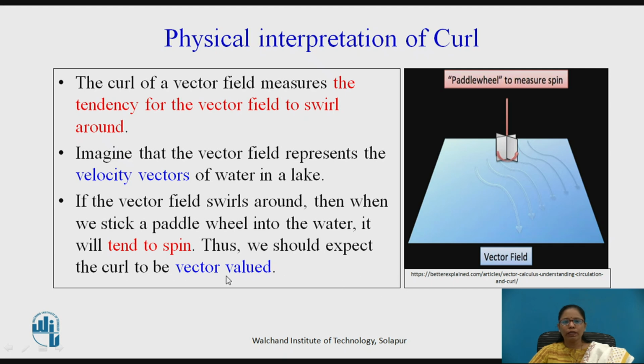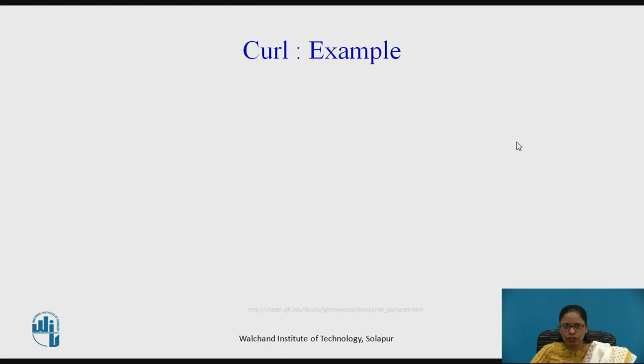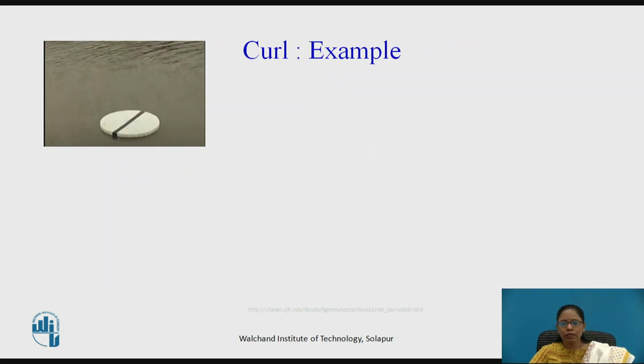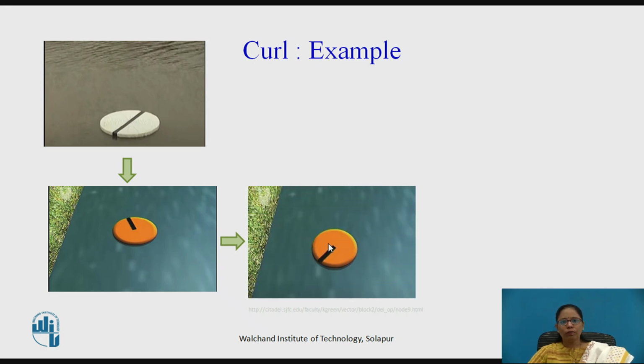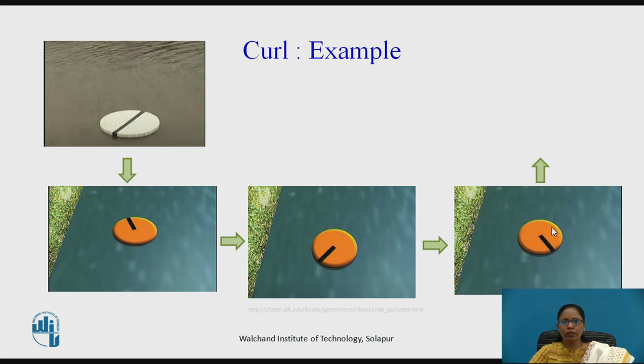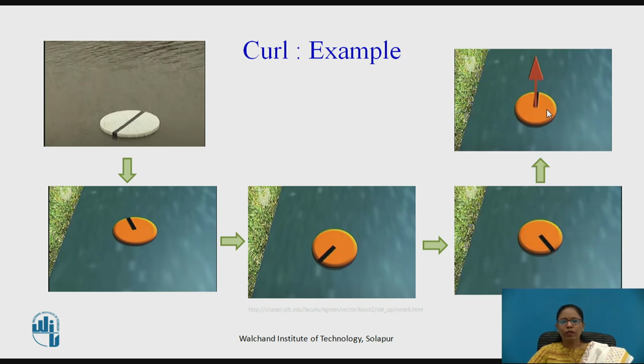Thus we should expect the curl as a vector function. Why? Because it has a magnitude as well as a direction. Now I can explain the same thing with this example. Let me assume there is water, and in that water I have put some disc, and I put a mark on the disc, maybe like this, in this direction. When the water flows, the disc will rotate and move like this. In the next place, the disc will rotate this way. Again the disc will rotate this way. So what it is doing, it is rotating in anti-clockwise direction.